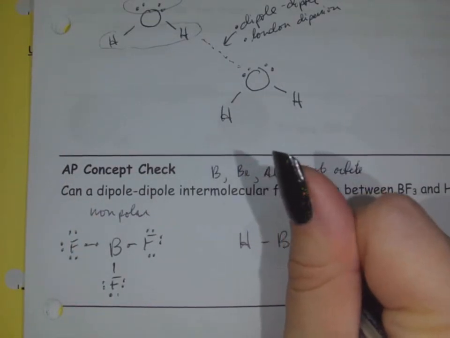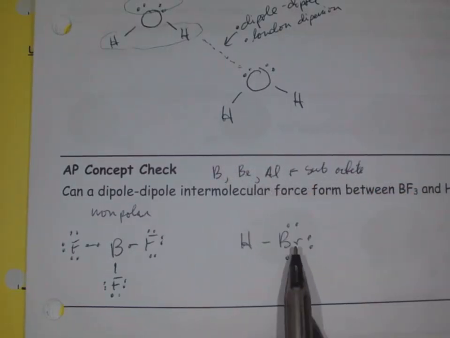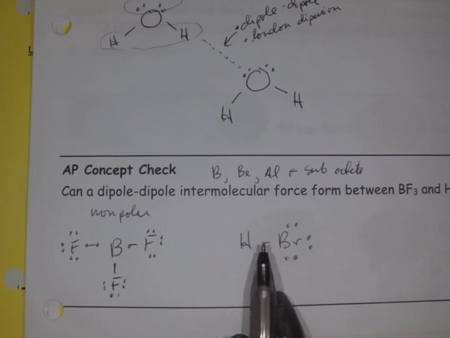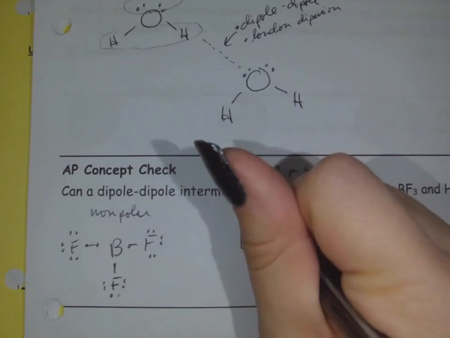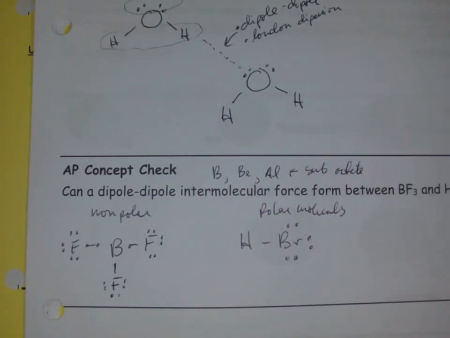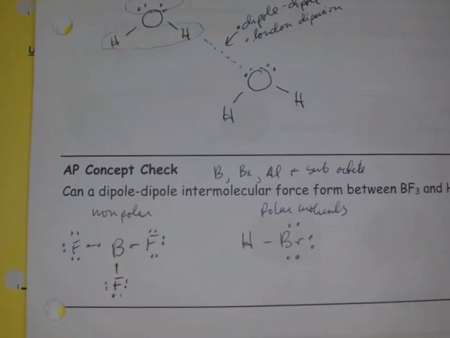HBr is a polar molecule. Because notice, if bromine's in our middle, like we count that as the center, there are 4 domains. 1, 2, 3, 4. 3 of the domains are the same, but 1 is different. So we get that asymmetry. So this would be a polar molecule. So can a dipole-dipole IMF happen between these? Nope. A dipole-dipole IMF cannot form between those.